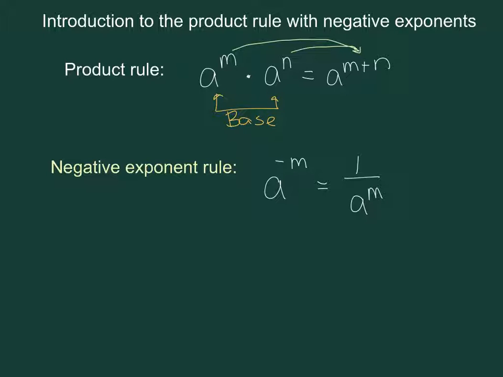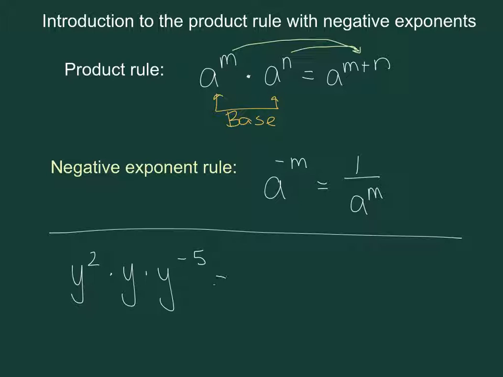So if I were to have a problem, y squared times y times y to the negative 5. Well, I know because my bases are all the same, right? Here are all bases of y. I know that since that's the case, I'm going to add up my exponents. And remember, there's always a 1 right here if there's nothing written. So this is going to be y, 2 plus 1 is 3 minus 5, and so this is going to be y to the negative 2.